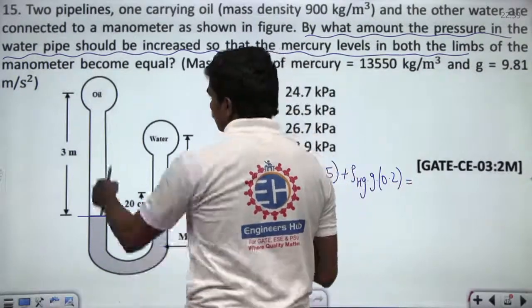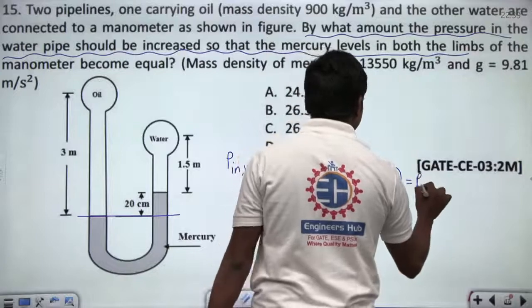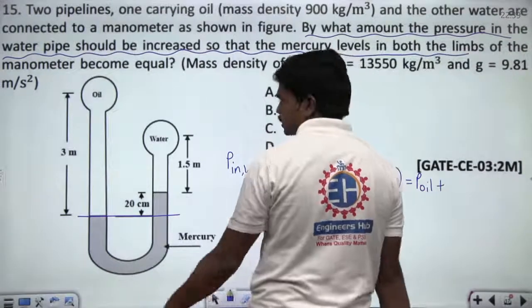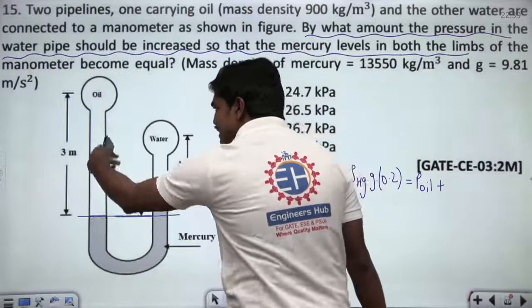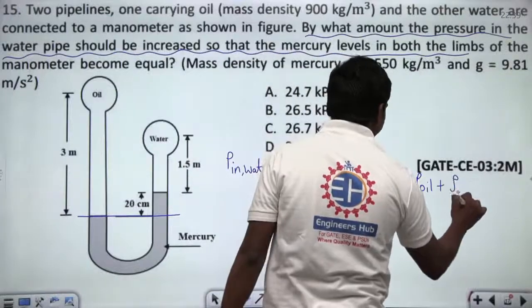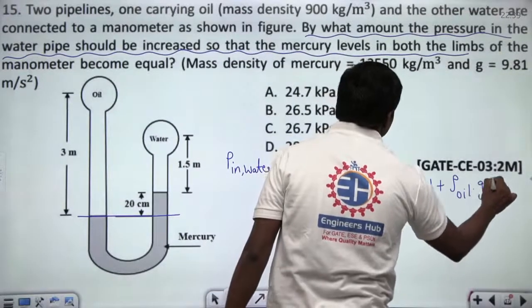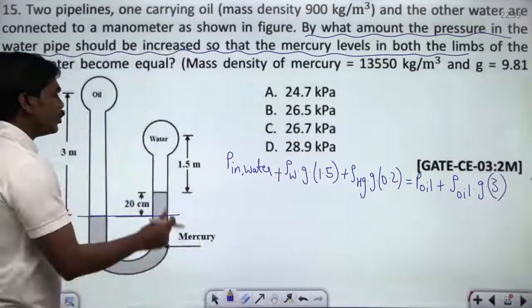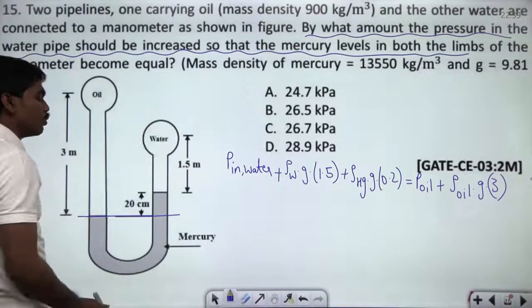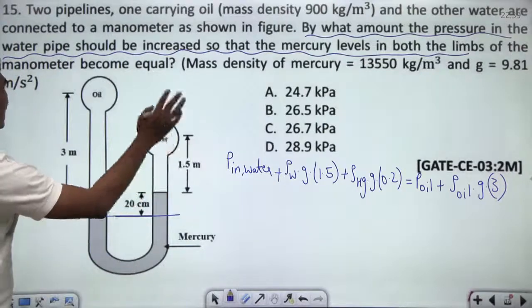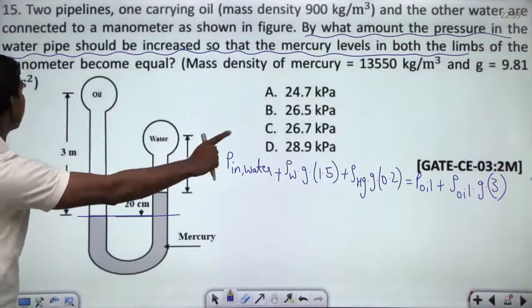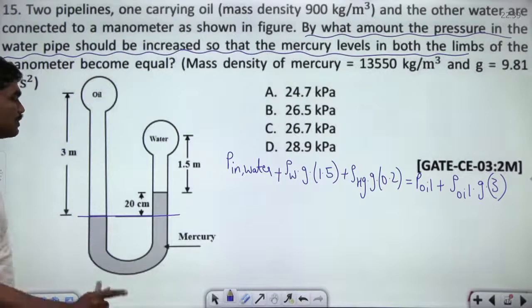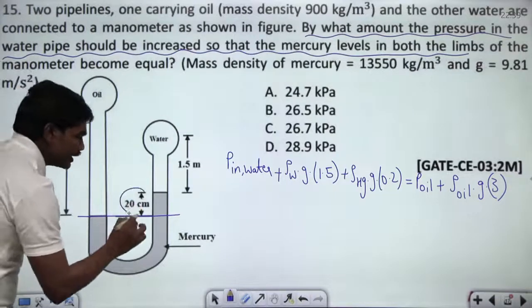This should be equal to the pressure in the oil pipe plus this is completely oil of height 3 meters, correct? So density of oil into g into 3 meters. Now, if you increase the pressure of water a little, then what happens? He is asking for the pressure at which the mercury levels in both the limbs of the manometer become equal.